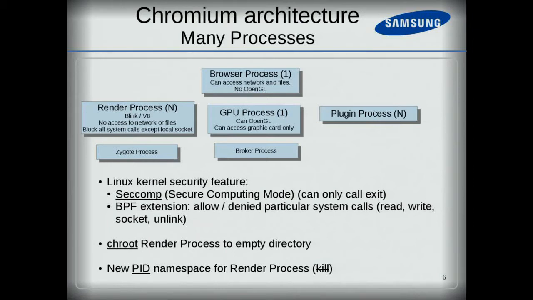For the render process on the left, which is for each page, they also chroot to an empty directory. So from its point of view, the root directory is empty, and it has a different PID namespace. So whenever it gets access to kill, even if it has the PID of the browser process, it won't mean anything for it.